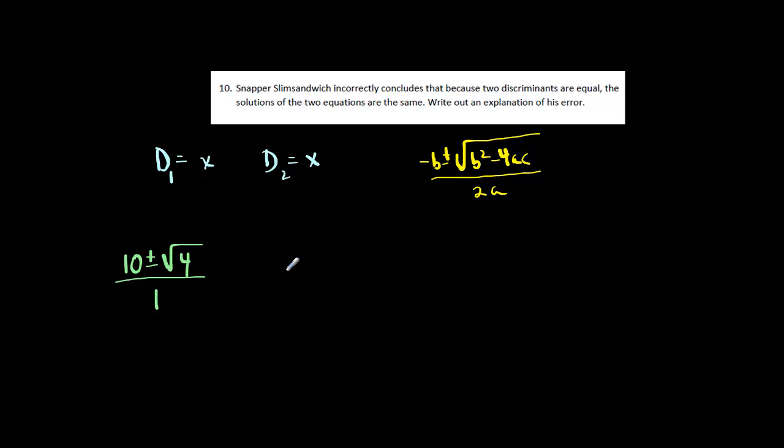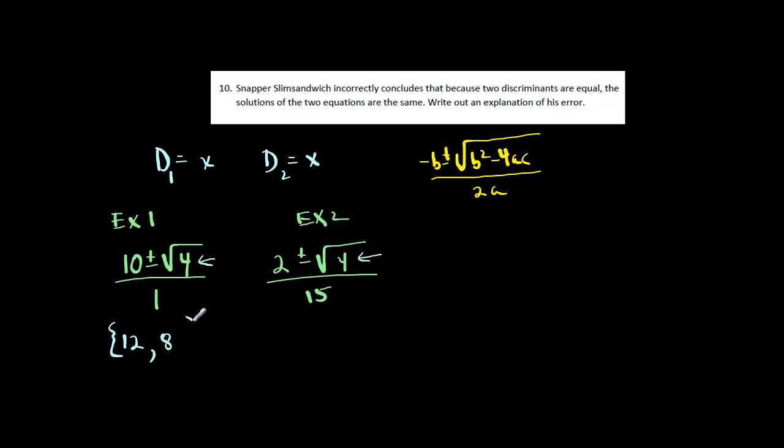And then we had another example. Let's say example 1, and then example 2. We'll have 2 plus or minus root 4 divided by 15. What Snapper is thinking is because the discriminants are the same, this one has 4 and that one has 4, therefore the solutions are the same. He's obviously wrong, because look at the solutions on this one. 10 plus 2 divided by 1 is 12. 10 minus 2 divided by 1 is 8. Those are the solutions to that example.